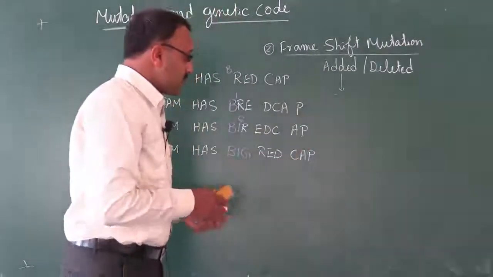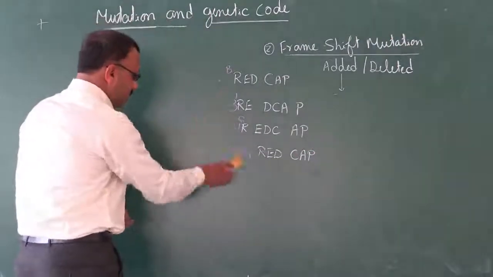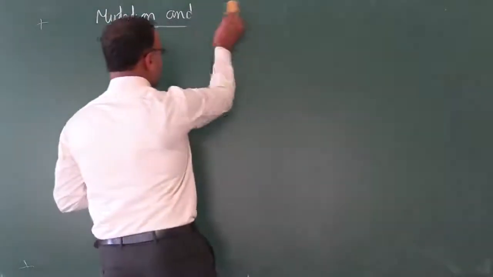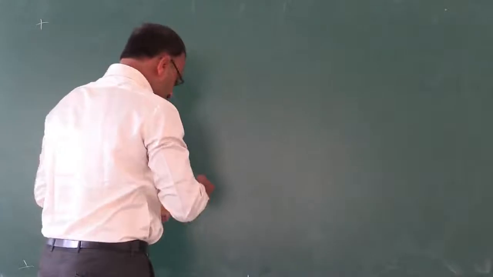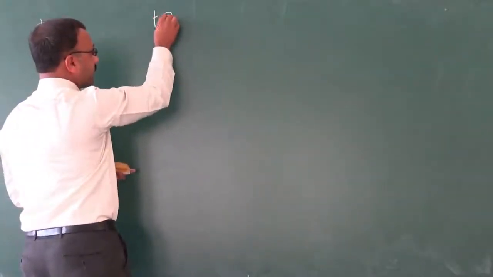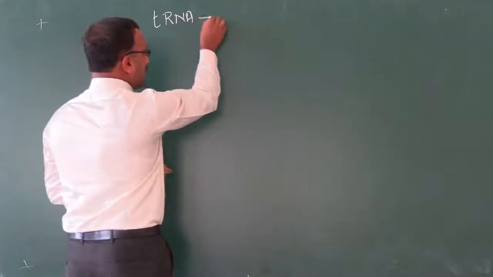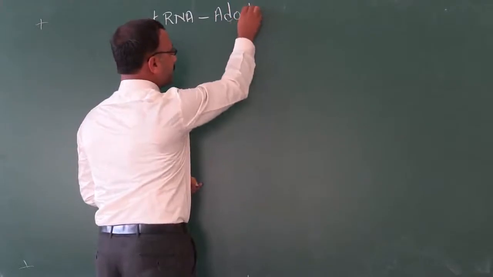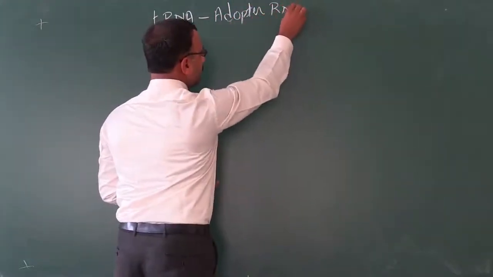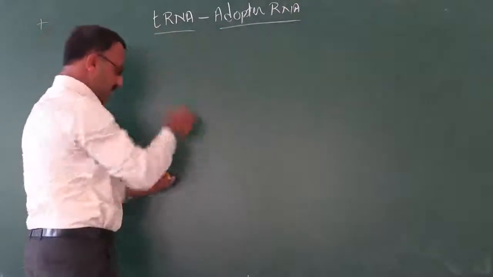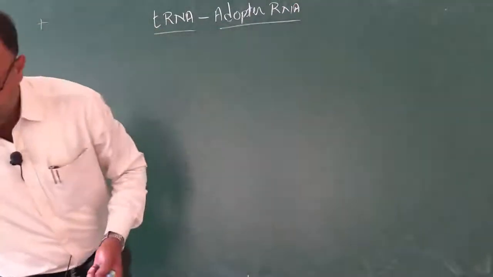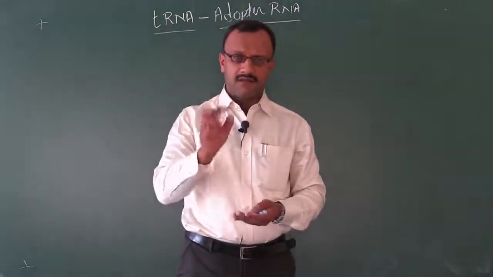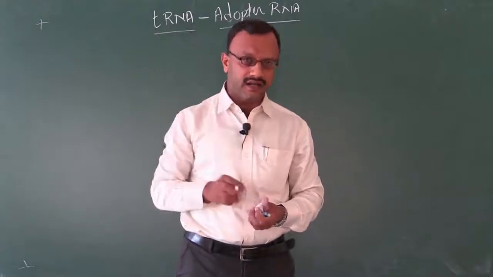Now we will pass to the next topic called RNA. Another very important concept called tRNA, or also called adopter RNA. tRNA is also called adopter RNA. If you remember, in the previous classes we have learned there are three forms of RNA: mRNA, tRNA and rRNA.